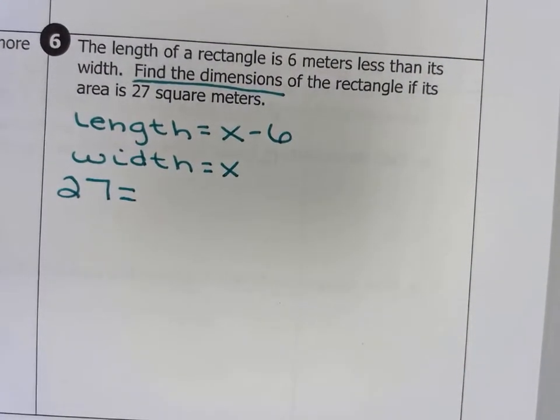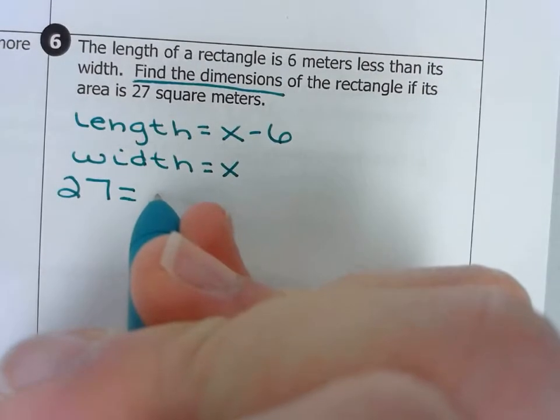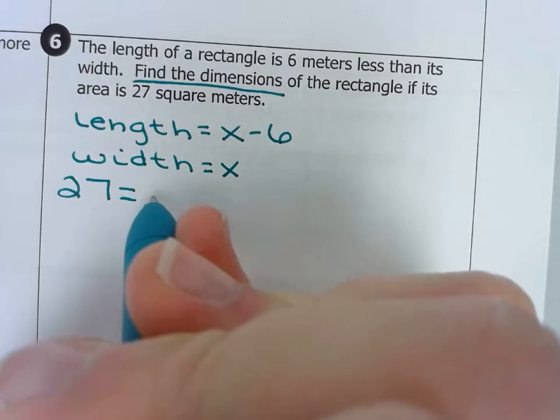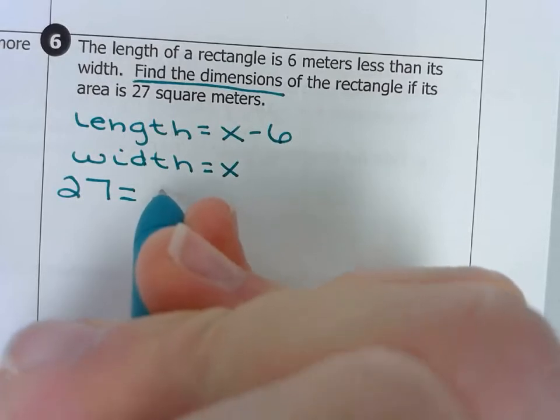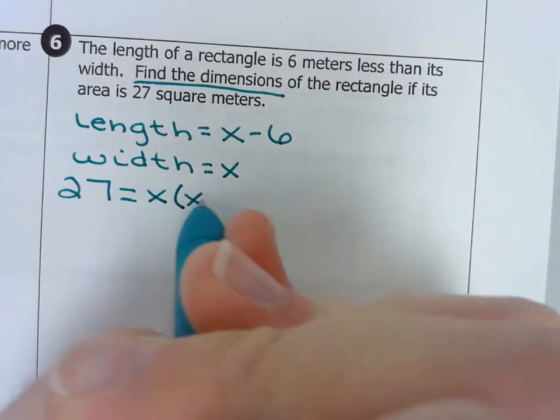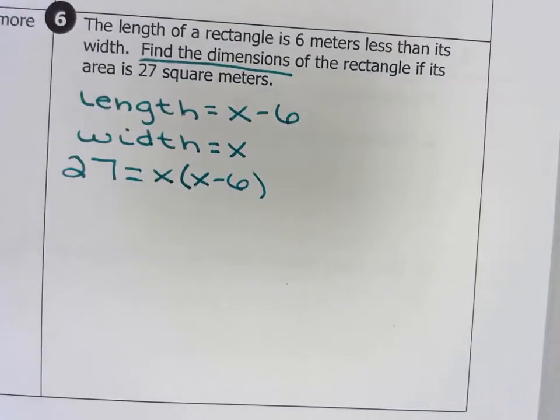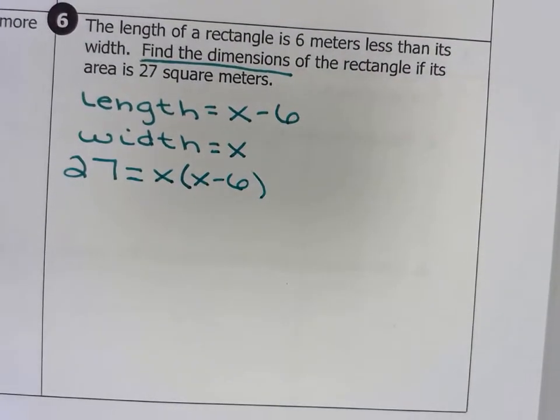If these are the length and width of a rectangle and the area is 27, what do I do with the length and width? Area formula for a rectangle: multiply them. Length times width, x times x minus 6. It doesn't really matter the order. The commutative property says in multiplication you can switch. So it's width times length, or length times width, however you want to write it.